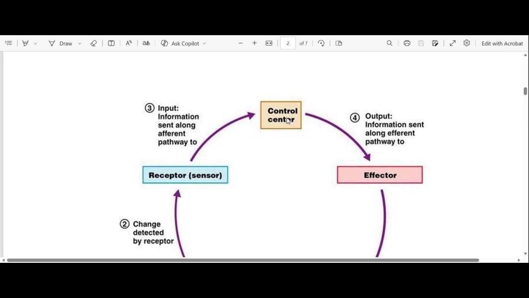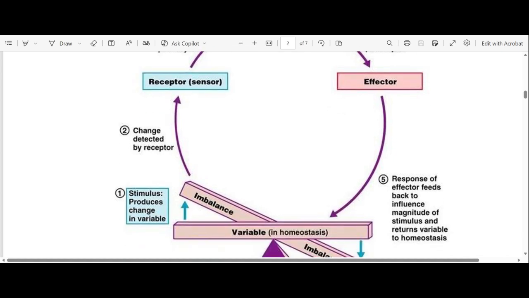Then the control center will send a message in the form of a hormone directly into the bloodstream. That hormone will go directly straight to the effector, or the target organ. Then the effector will oppose the imbalance in order to maintain balance, or homeostasis.